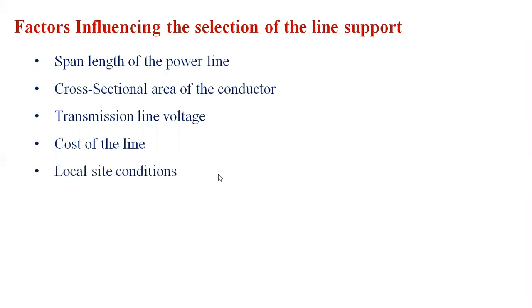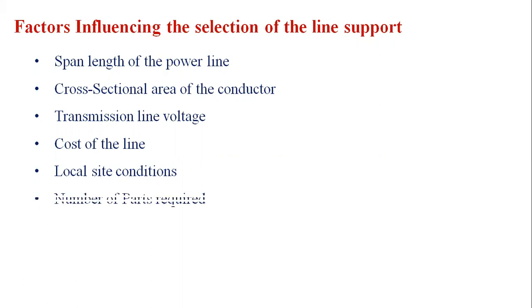And the local site condition. In that particular area, we need to measure how much the wind velocity and ice falling, etc. In some open atmospheric conditions, the wind velocity is more. For those places, even for 33 kV we need to prefer towers. And in hilly areas or river crossings or lakes, the ice falling is more. That is, we need to observe in the particular area what the local site condition is, that is the wind velocity and the ice falling.